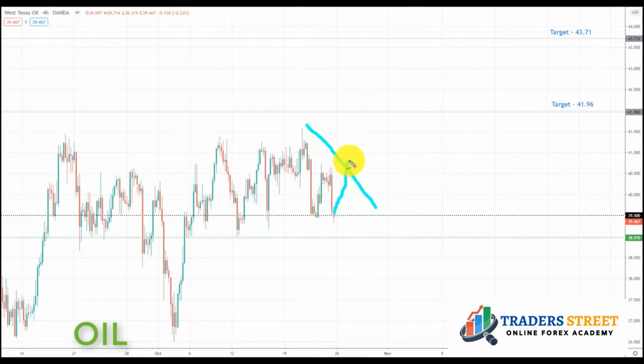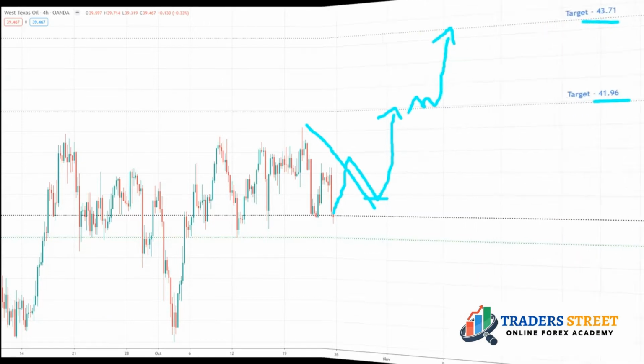And if we can break out here and we start to correct, we're going to be looking at initiating longs up towards the next key area of resistance to the upside, and the target set at 41.96. And if we can get a break through here, we're going to be looking up towards the next key area of resistance to the upside, and target 2 at the 43.71.